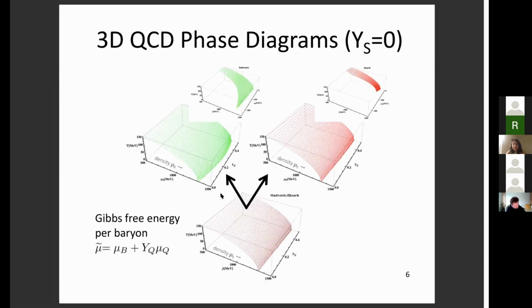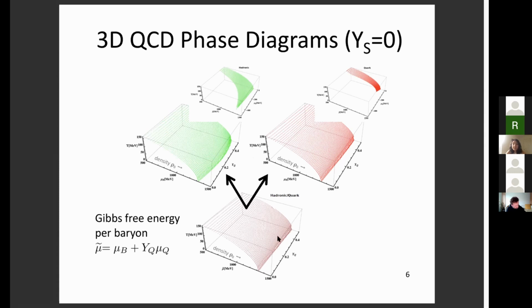But I know that many people don't like to look at the free energy because they are used to looking at the baryon chemical potential. The only downside of this is that in this case, you have to look at 2 different phase diagrams, on the hadronic side on the left and on the quark side on the right.